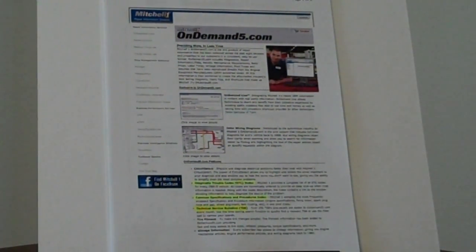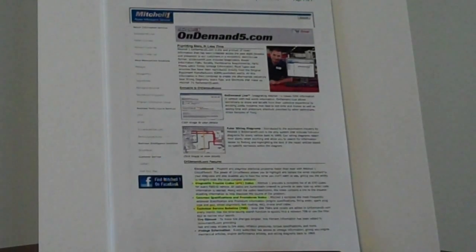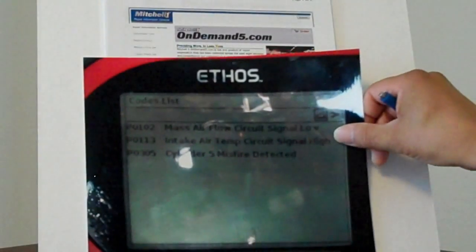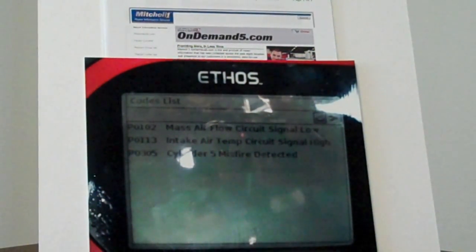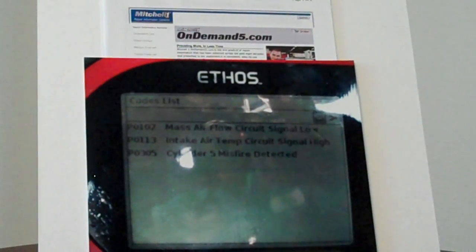Now, all of these TSBs, diagnostic trouble codes, maintenance charts, and symptom charts can be found on All Data or Mitchell One on Demand. These are the two most utilized resources in the automotive industry. This vehicle had three diagnostic trouble codes stored in memory. First, a diagnostic trouble code is a 5-digit code stored in the control module's memory that specifies a component or a system malfunction.